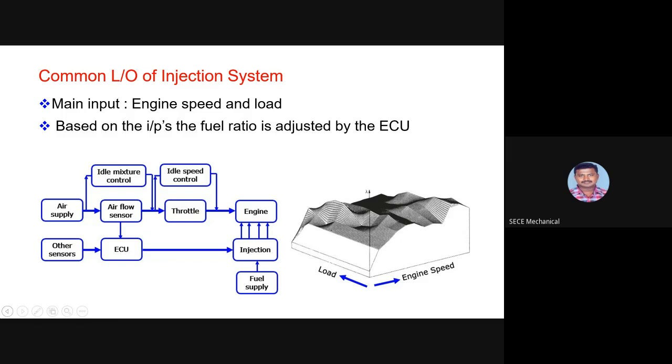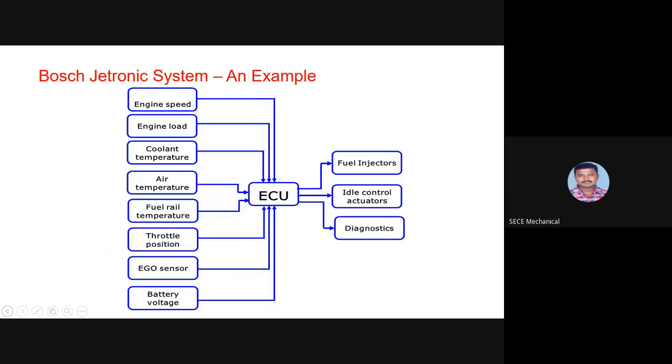So depending upon the varying factors, the air-fuel amount is going to be entered into the cylinder during the intake or suction stroke. In the ECU we have connected the air supply, and the air flow sensor will always monitor it. The idle mixture control, idle speed control, and other sensors are connected with the ECU, and the fuel supply and injection are also connected with the ECU. So with varying speed and load conditions, the amount of fuel will be sent into the cylinder, because everything is programmed in the electronic control unit.